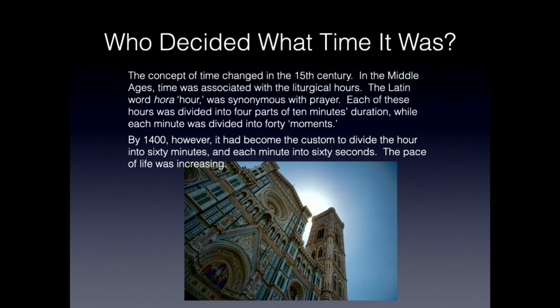In the Middle Ages, time was associated with liturgical hours. Remember the 6th hour of prayer? The Latin word ora, hour, was synonymous with prayer. Each of these hours was divided into 4 parts of 10 minutes. Wait a minute. I thought an hour was 60 minutes. Nope, sorry, in the 1500s, an hour was 40 minutes. 4 10-minute pieces, okay? While each minute was divided into 40 seconds. In 1400, however, it became the custom to divide the hour into 60 minutes and each minute into 60 seconds.